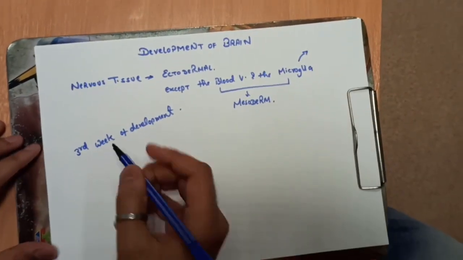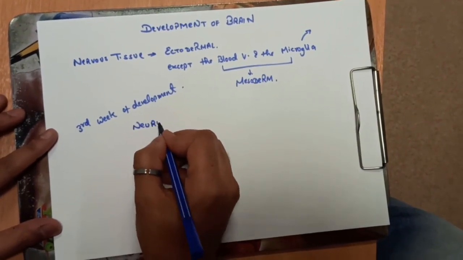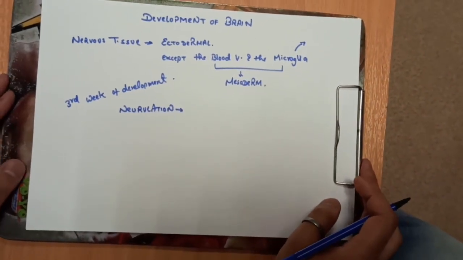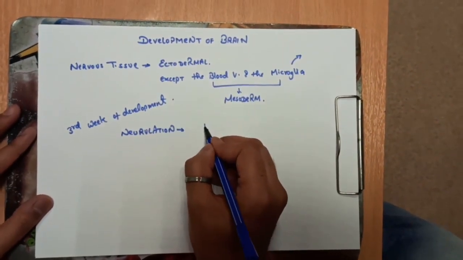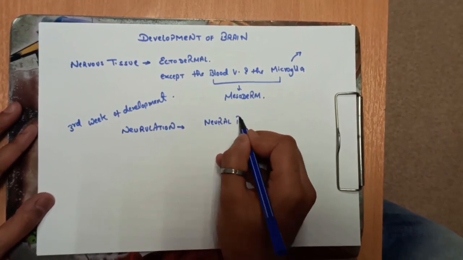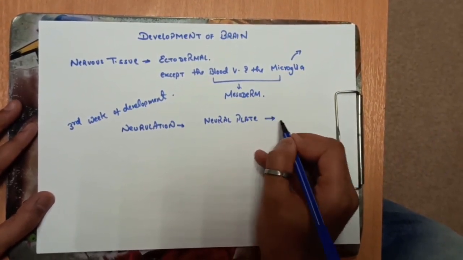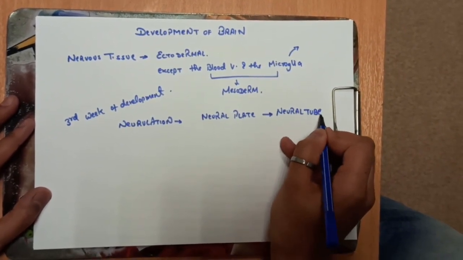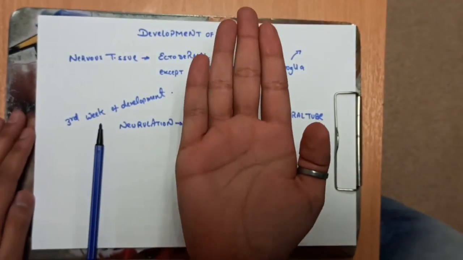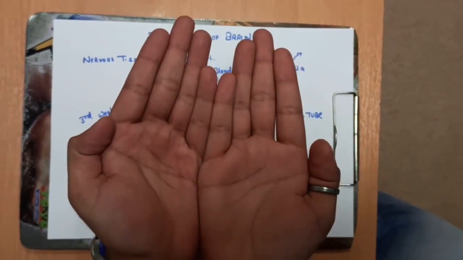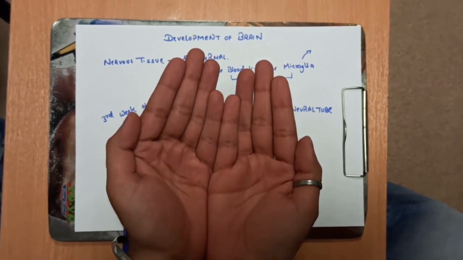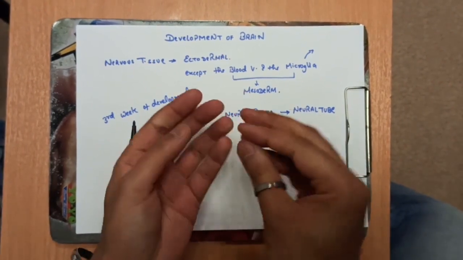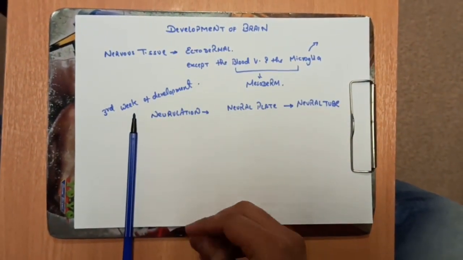Now I'll tell you about a process called neurulation. Neurulation is the process during which the neural plate gets converted into a neural tube. For instance, firstly the neural plate is just like this. Suppose this is a neural plate. Later on during the development, this plate gets elevated upside, resulting in the formation of a small tube-like structure going from cranially to caudally.